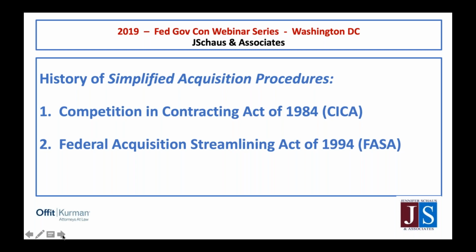So in 1994, we saw the passage of the Federal Acquisition Streamlining Act, and FASA was introduced to make things easier, especially when it comes to smaller purchases, which is what we're talking about today. It was designed specifically to increase the use of simplified acquisition procedures and to make things cheaper and easier to compete and eliminate some of the administrative burden on both government and contractor.